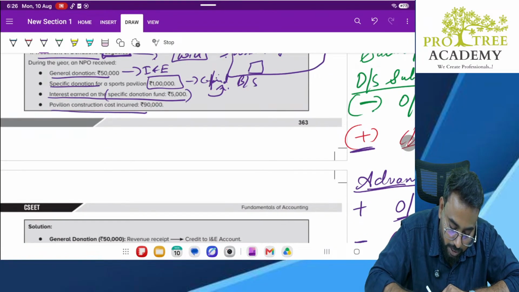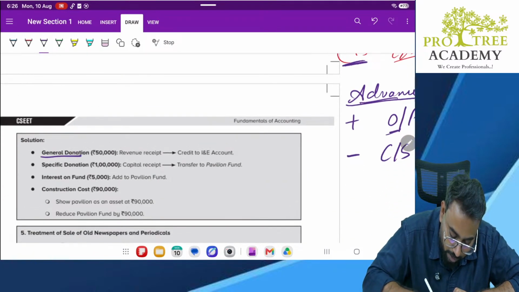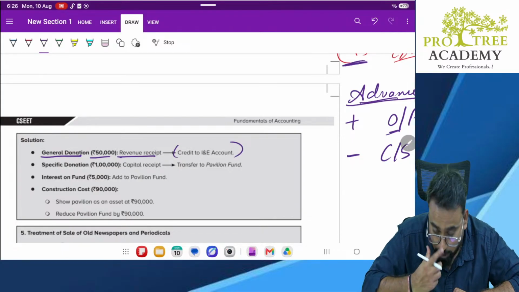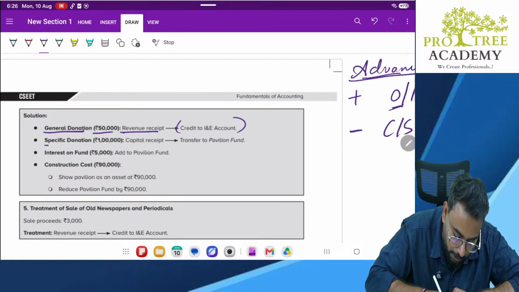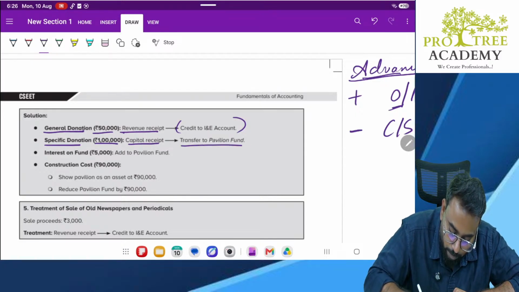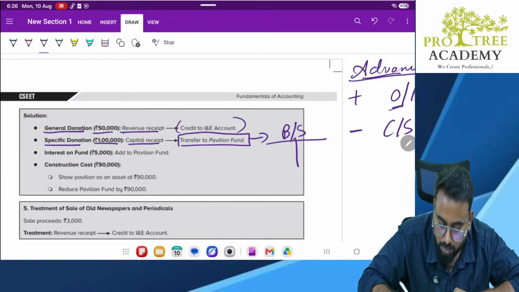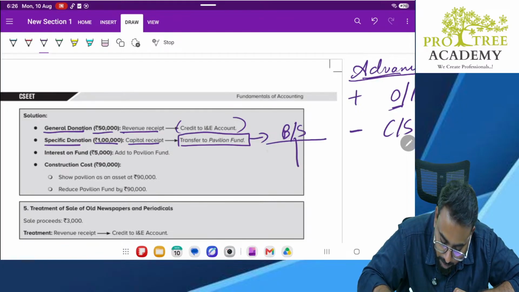Pavilion construction cost incurred is 90,000. They are giving you how to treat this. General donation is how much? 50,000. This will be treated as revenue receipt and will be transferred to the income and expenditure account. Specific donation is how much? 1 lakh. Capital receipt, transferred to pavilion fund. Where should we show this? We'll show this under the balance sheet, the pavilion fund account, 1 lakh.